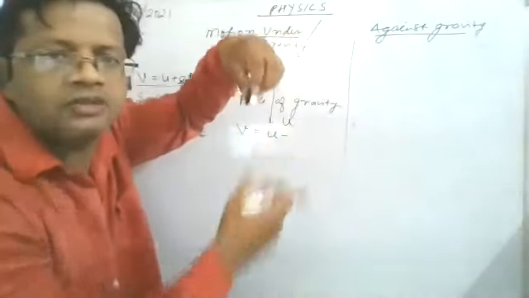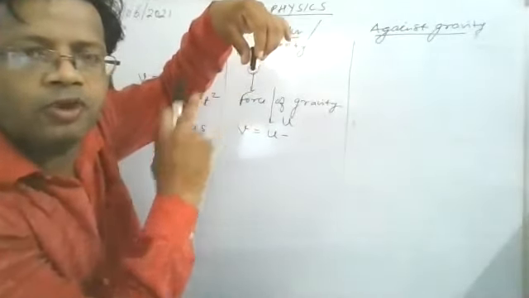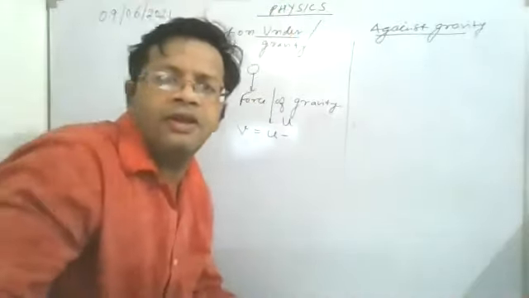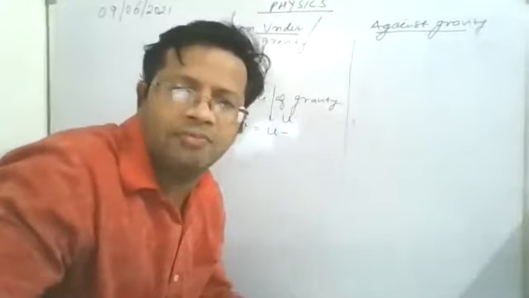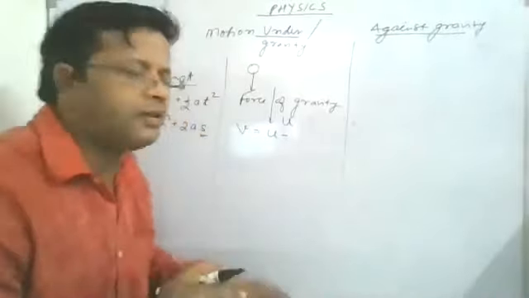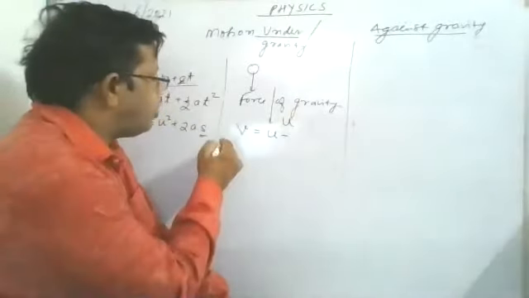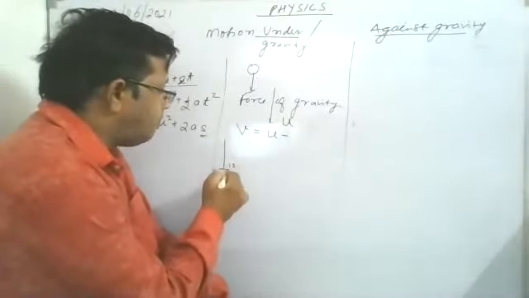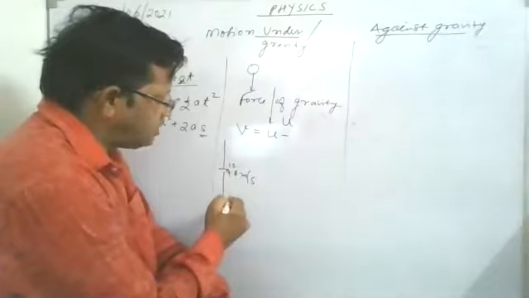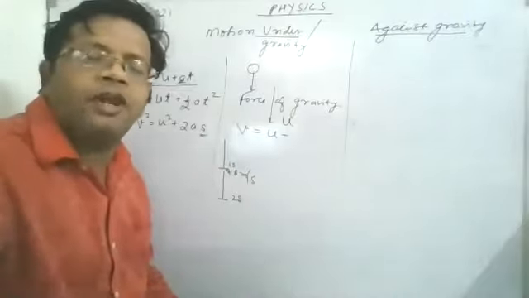If we leave this cap to free fall, or any body, what is the initial velocity? 0. After 1 second, if I measure the velocity of this body, its value will be 9.8 meter per second. After 1 second, its velocity increased by 9.8 meter per second. After the next 1 second, at the end of 2 seconds, its velocity will be added up by 9.8: 9.8 plus 9.8.